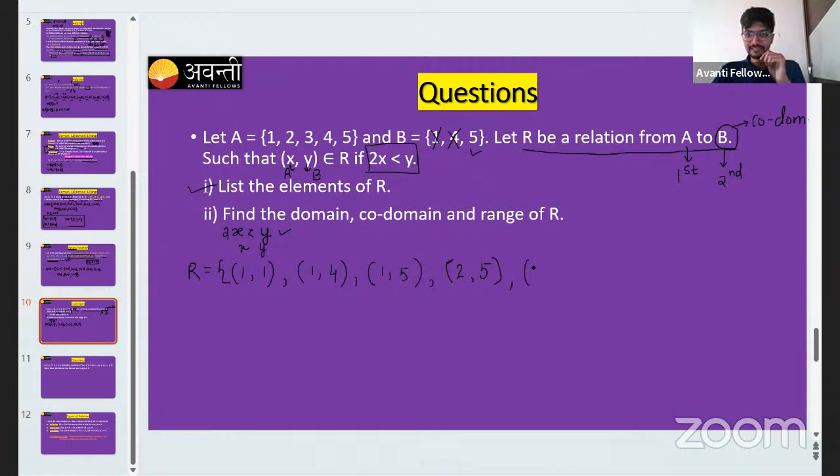Now think if I take 3. Twice of 3 is 6, and there is no element in B which is greater than 6. See, 6 is not less than 1, 6 is not less than 4, 6 is not less than 5.